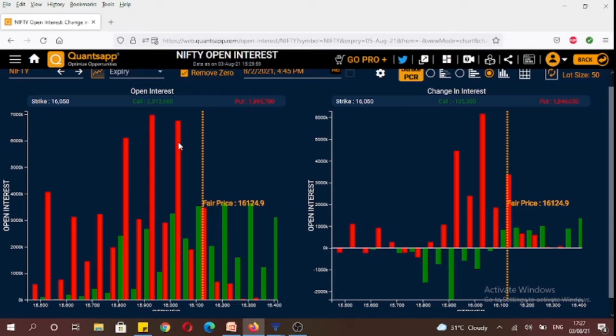And if we see the puts open interest data, you will see that the highest amount of open interest in puts is currently at the 15,900 put strike, followed by the 16,000 put strike. So for this weekly series, support in the market is at 16,000 levels, followed by 15,900.